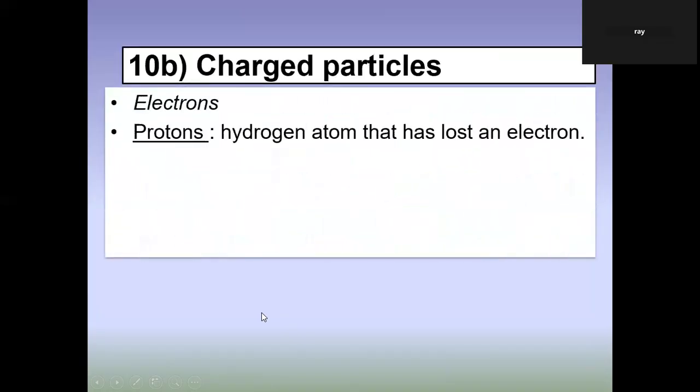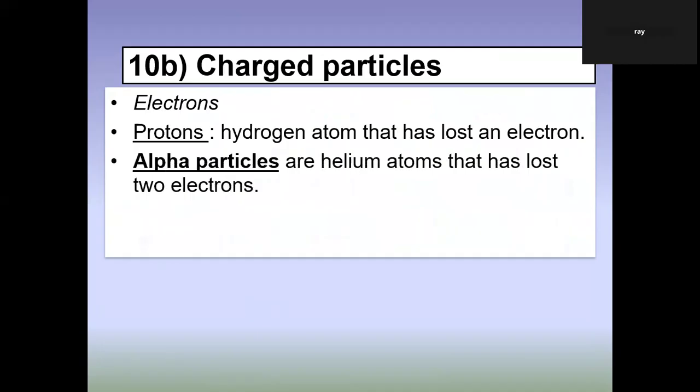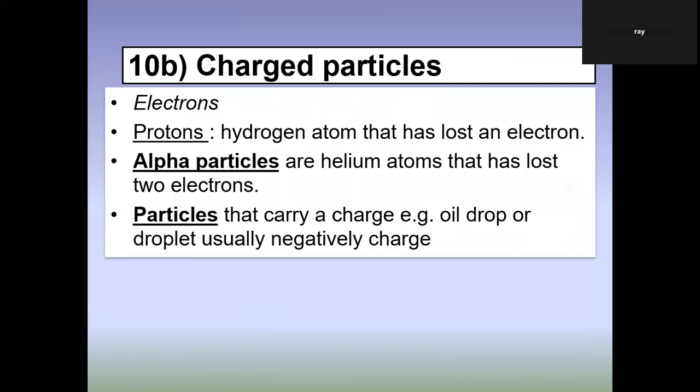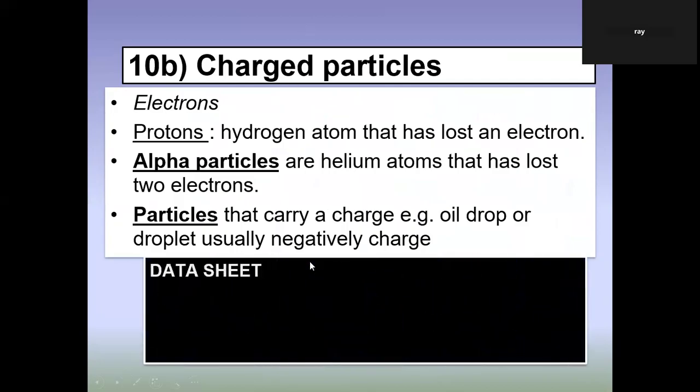So when we say charged particle, it can mean electron, proton, a hydrogen atom that has lost an electron, or an alpha particle, which is a helium atom that has lost 2 electrons. Or it can be particles carrying a charge, for example an oil drop or droplet. An oil droplet is usually negatively charged. This is in your data sheet.